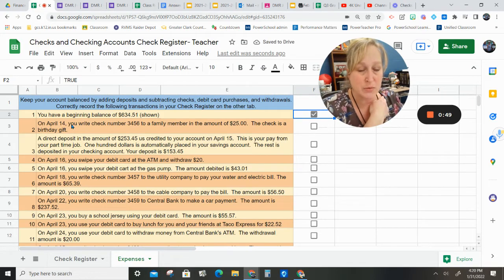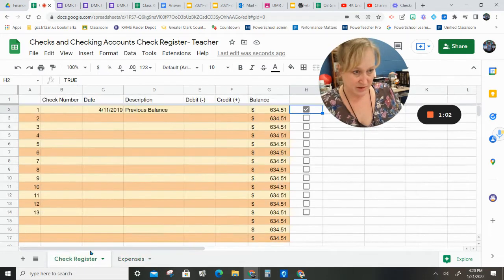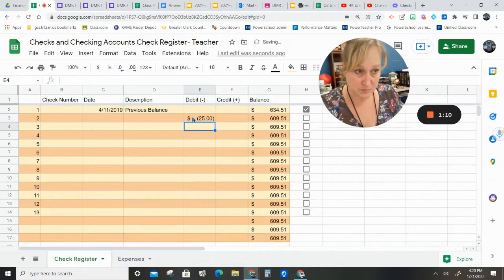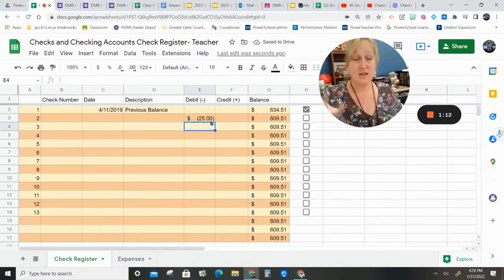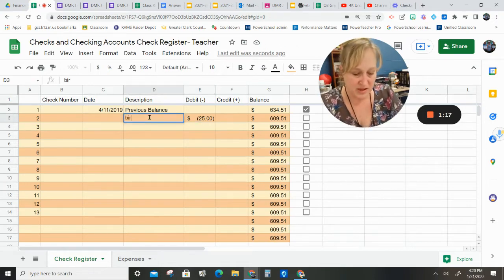Number two, on April 14th, you write check number 3456 to a family member in the amount of $25. The check is a birthday gift. So is that a positive or a negative? It would be a negative. So it's going to go right here, negative $25. And it's in the parentheses. So that tells me, yes, that's a negative. That was a birthday gift.